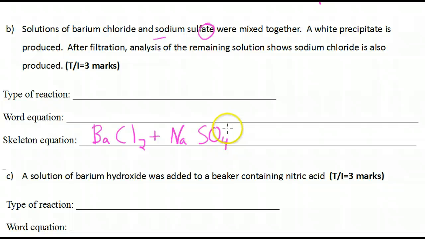And so this has a -2. And this has +1, so put a 2 right here. So Na2SO4. And then we have to figure out what that yields. So it says a white precipitate was produced. Okay, so there's a clue. And it also says after filtration, analysis of the remaining solution shows sodium chloride is also produced.